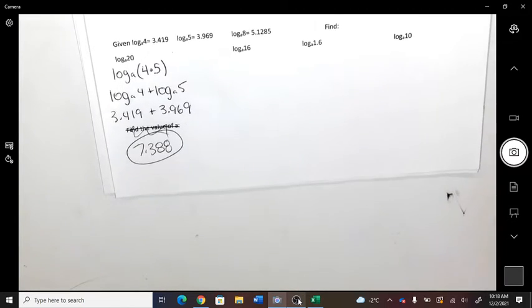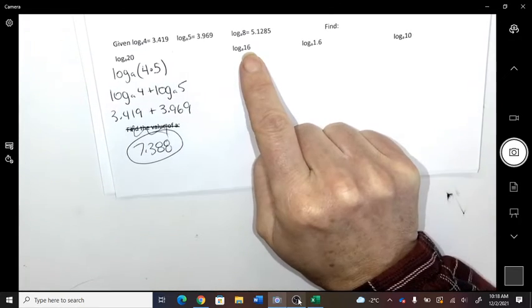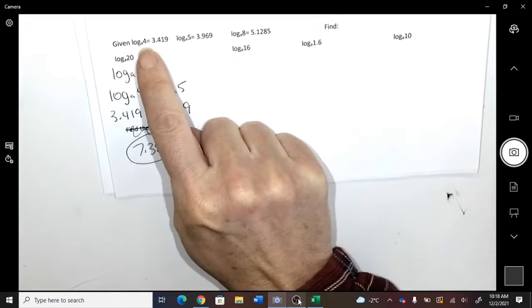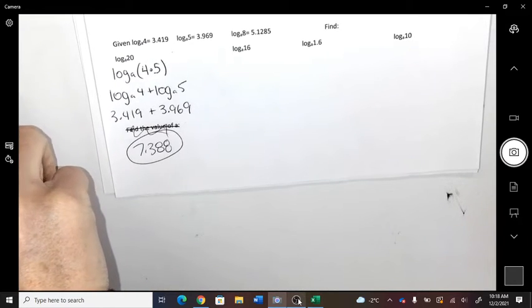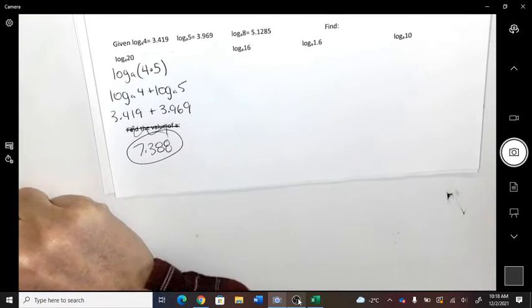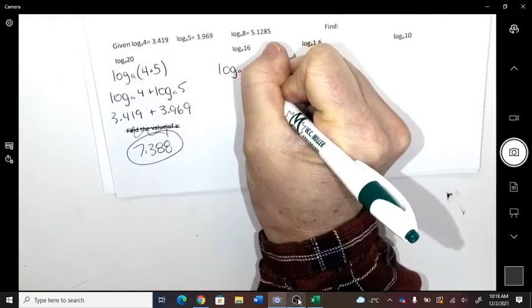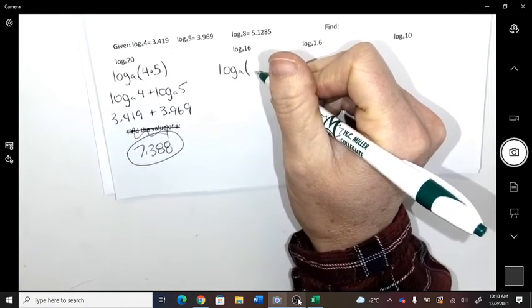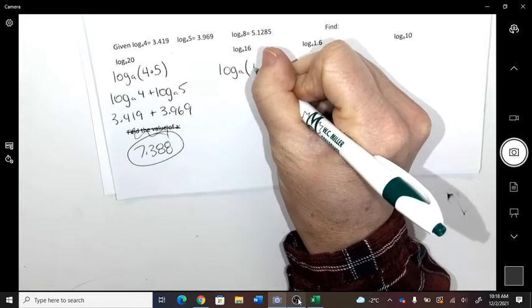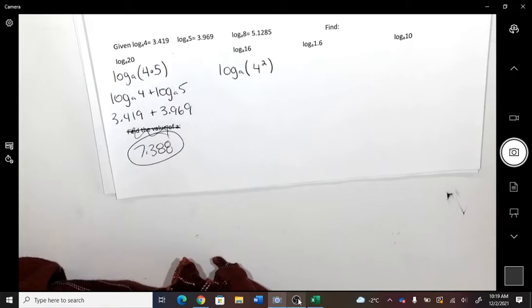Okay, now, you ready? I have to think. How can I create a 16 using a 4, a 5, 8, some kind of combo? I'm only allowed to use multiplication, division, or exponent stuff. Can anybody think of a way to make 16? Did you get something? 4 squared. 4 squared is a way I could have made 16.